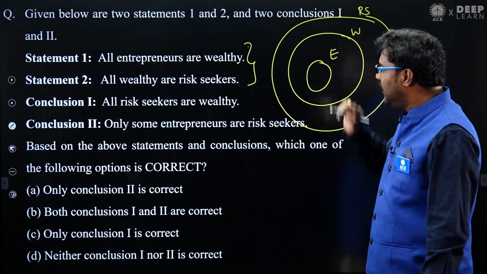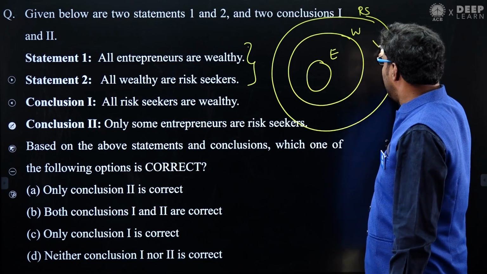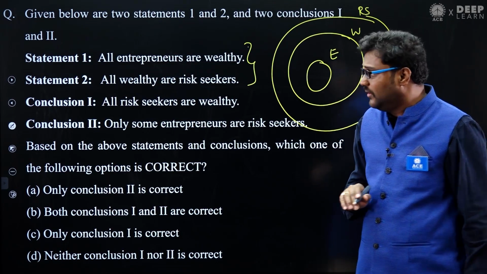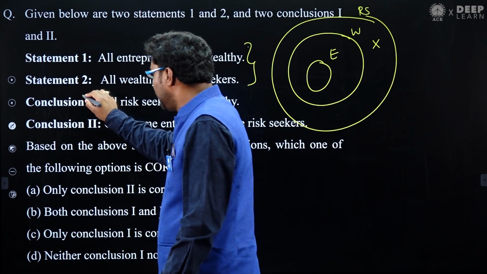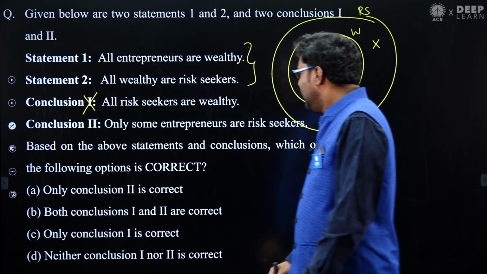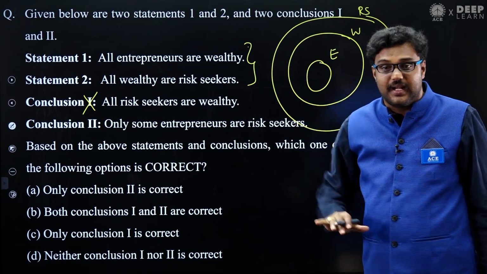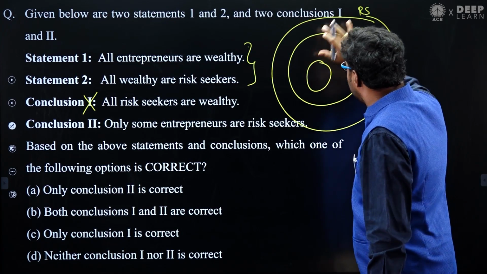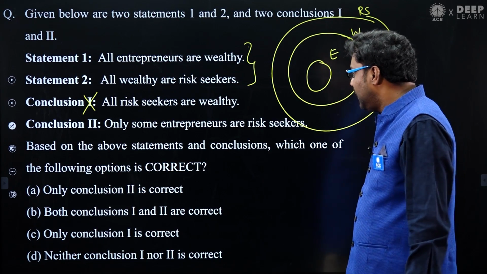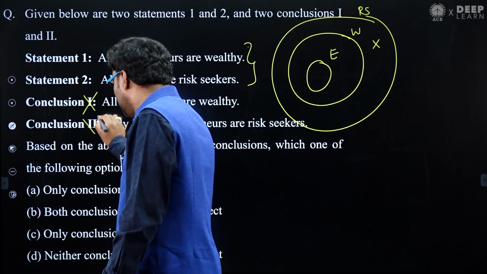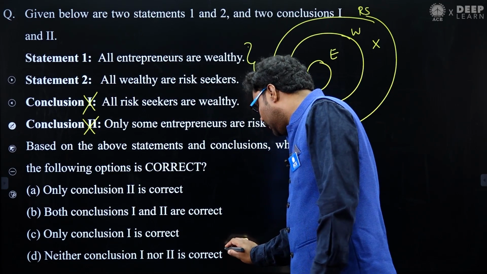All risk seekers are wealthy? No, because some part of risk seekers are not wealthy also. We can't say conclusion 1 is correct, it fails. Only some entrepreneurs are risk seekers? No, all entrepreneurs are risk seekers actually. It's not some entrepreneurs only, it's wrong. So we can say it's neither 1 nor 2.